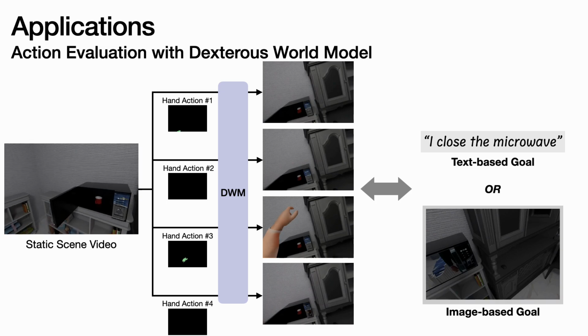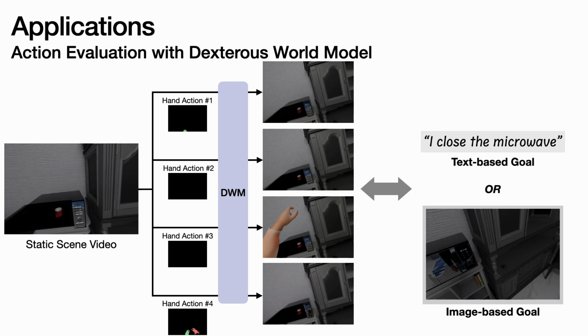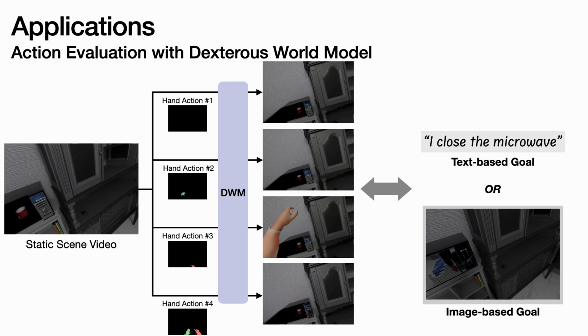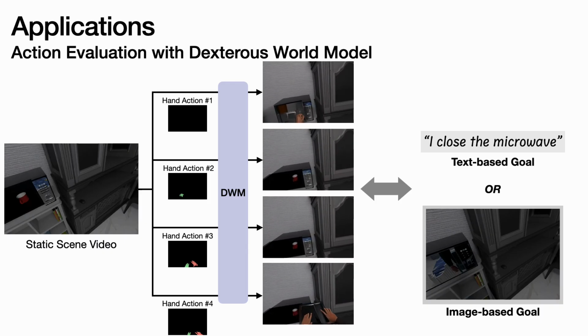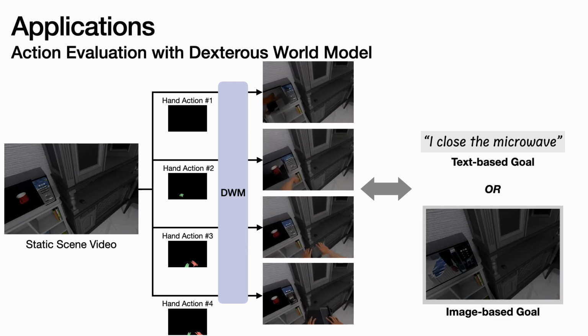Beyond video generation, DWM can be used for action evaluation. Given a static scene and several candidate hand actions, we simulate the outcome of each action using DWM. Then we compare the predicted outcomes to a goal, which can be specified either as text or as an image.